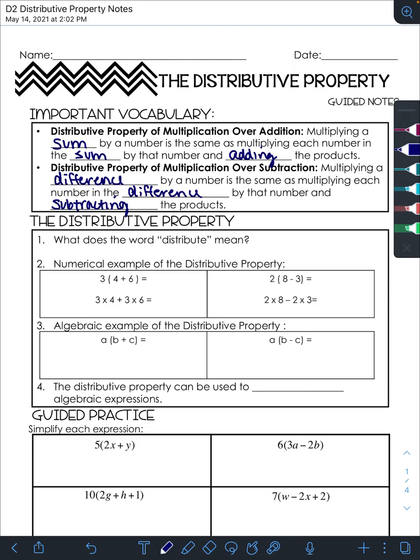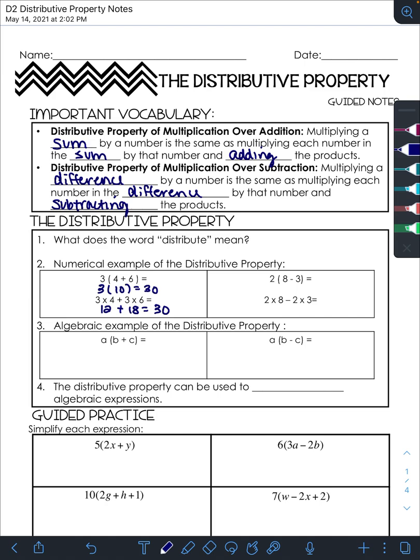So on here where it talks about the numerical example of the distributive property, basically if I did 3 times 10, it gives me 30. And that is the same thing as doing 3 times 4, which is 12, plus 3 times 6, which is 18. And if I then do 12 plus 18, it also gives me 30.